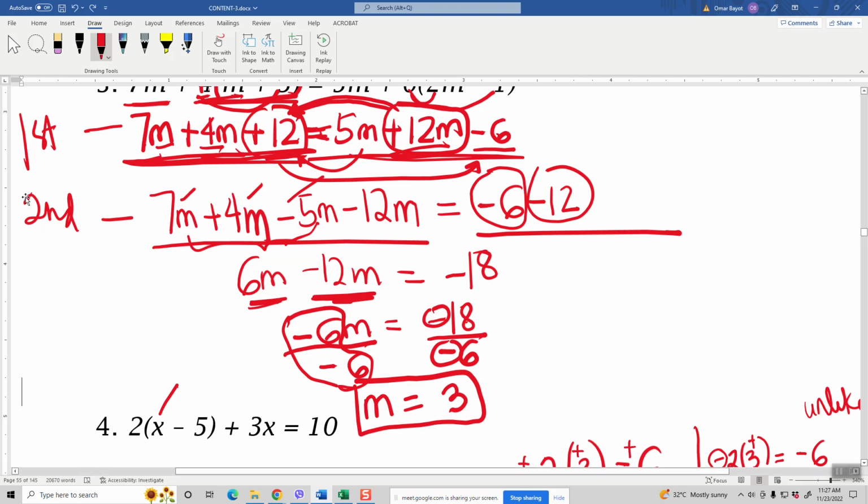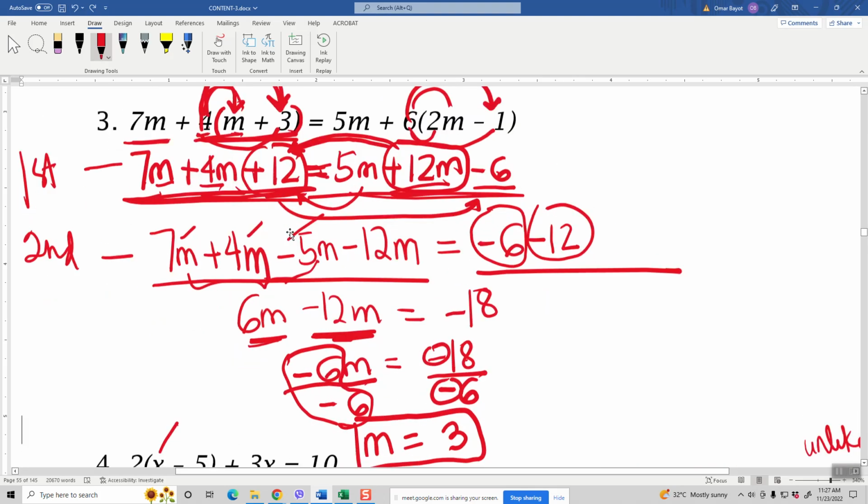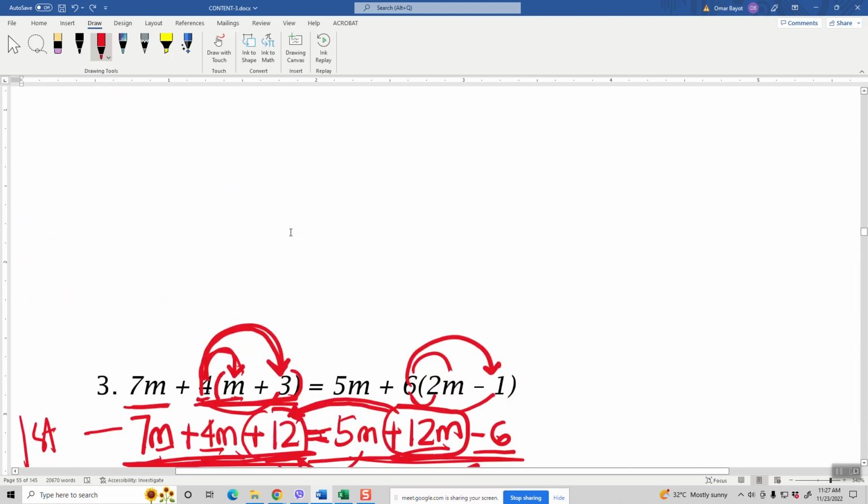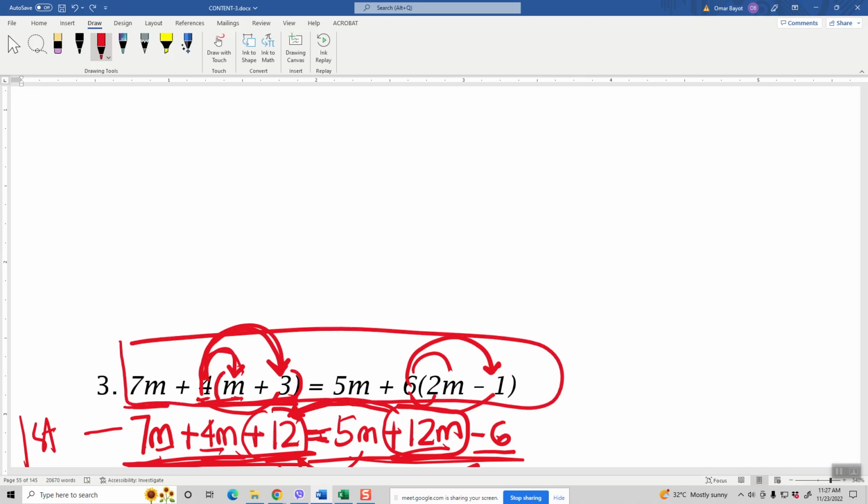Okay. With the value of m found to be 3, what does that mean? It means that with m equals 3, that will satisfy the original equation. What does that mean? If I substitute m with its determined value, which is 3, that will make the left member equal to the right member of the equation. Okay?